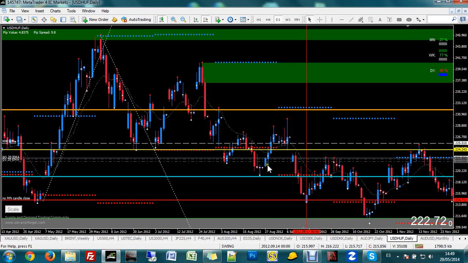So here we have rally, base, drop, base, drop, base, drop, several patterns there. Okay, but we have 1 and 2 only CP patterns, so we cannot draw the trend line aggressively. So this is what we have there on the daily.